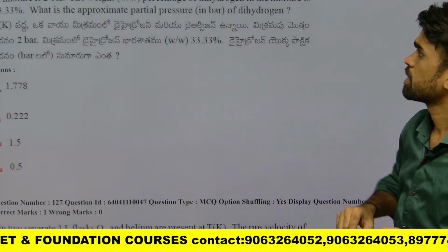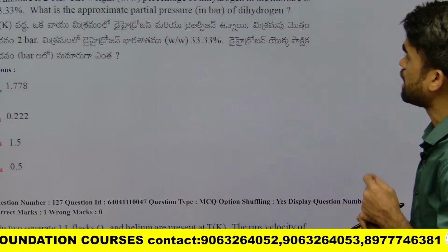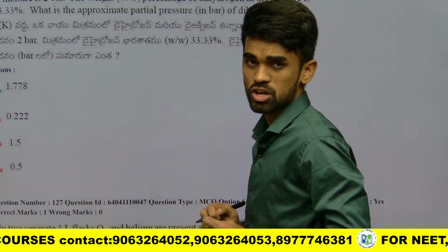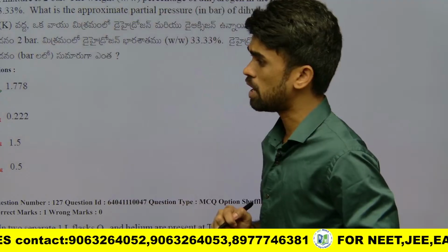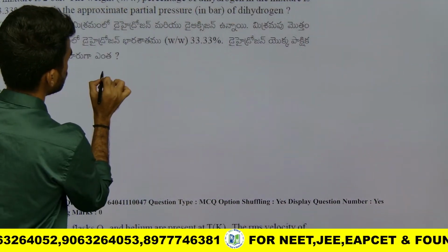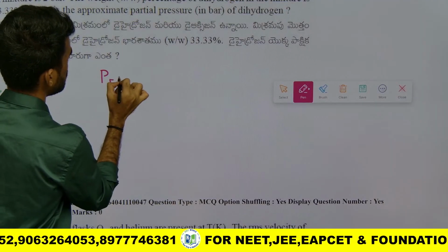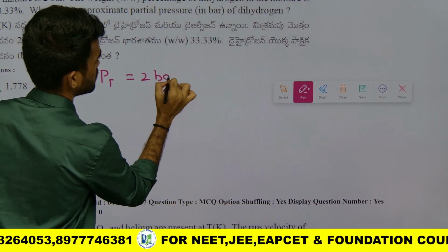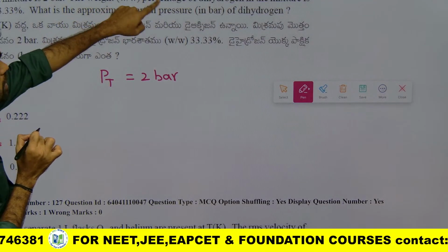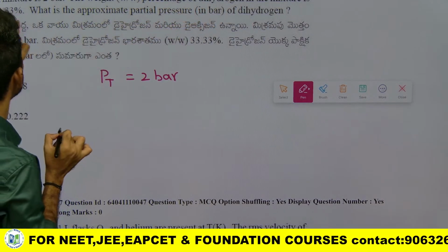Now look here: a gaseous mixture contains dihydrogen and dioxygen. The pressure of this mixture is 2 bar. So P total is 2 bar. Write it. Then next, the weight percentage of dihydrogen in the mixture is 33.33.